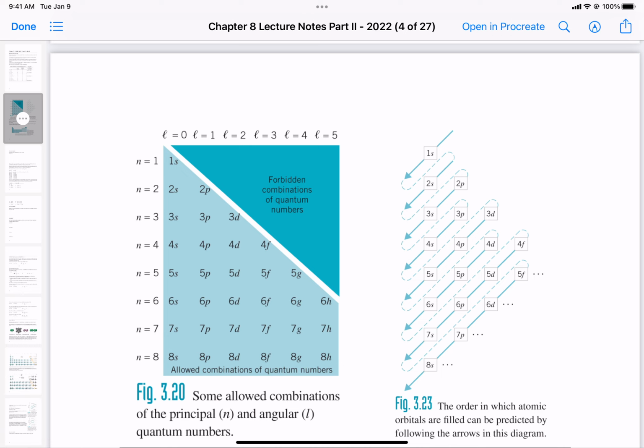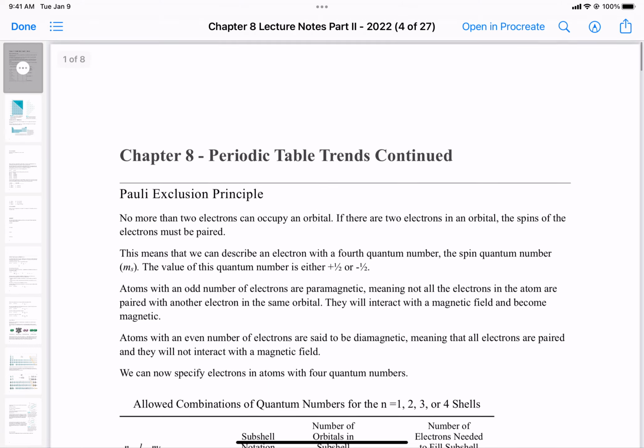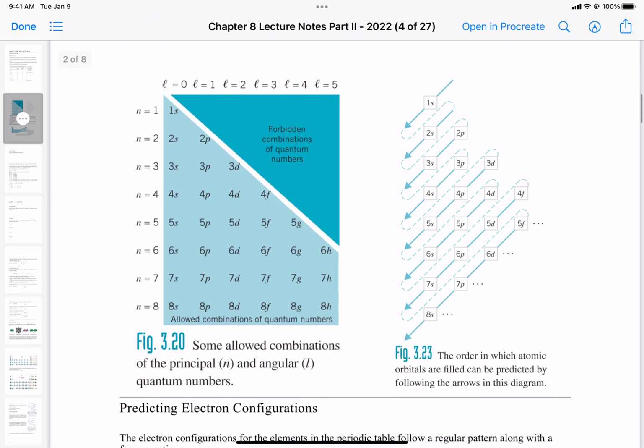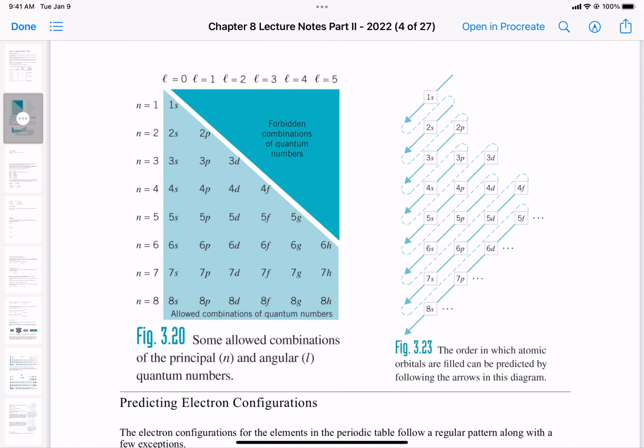So it starts at 1s, 2s, 2p, 3s, 3p, 3d, 4s to 4f, 5s to g, 6s to h, and then 7s to h, and 8s to h. There may be higher order orbitals, but I don't know if there's ever been a case past h. There's no element that even has a g orbital yet, so we haven't determined any elements that actually satisfy these quantum numbers.